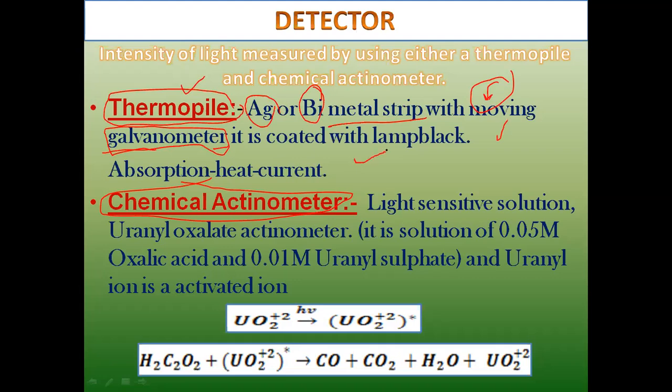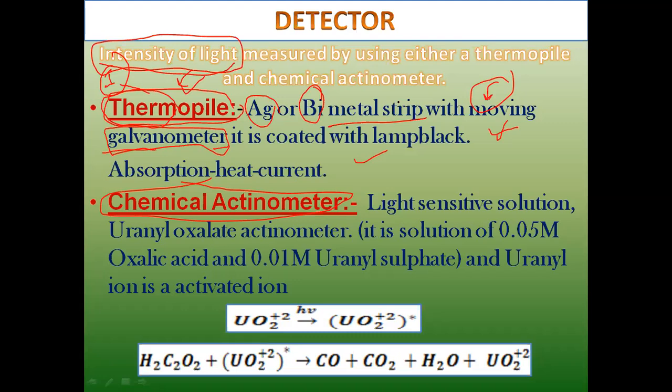Okay, this is the thermopile method. Thermo means temperature. The light energy falls on this metal strip, and then the light is converted into current. Through this method you can find out the intensity. Intensity of light can be measured, meaning how much light falls on the strip can be found by measuring the current. So this is the thermopile method.